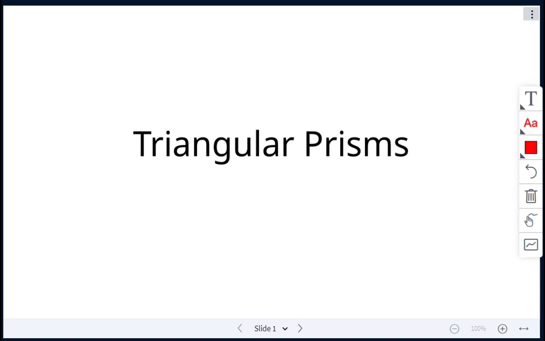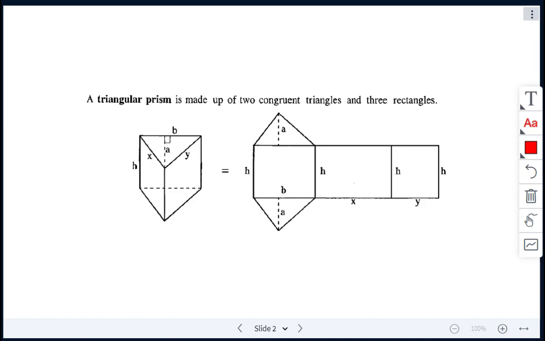Okay, so today we are looking at calculating the surface area of triangular prisms. Here we have a triangular prism. It's made up of two congruent triangles. So we have a triangle at the top, we have a triangle on the bottom, and we have three rectangles. One here, one rectangle there, and then one at the back there.